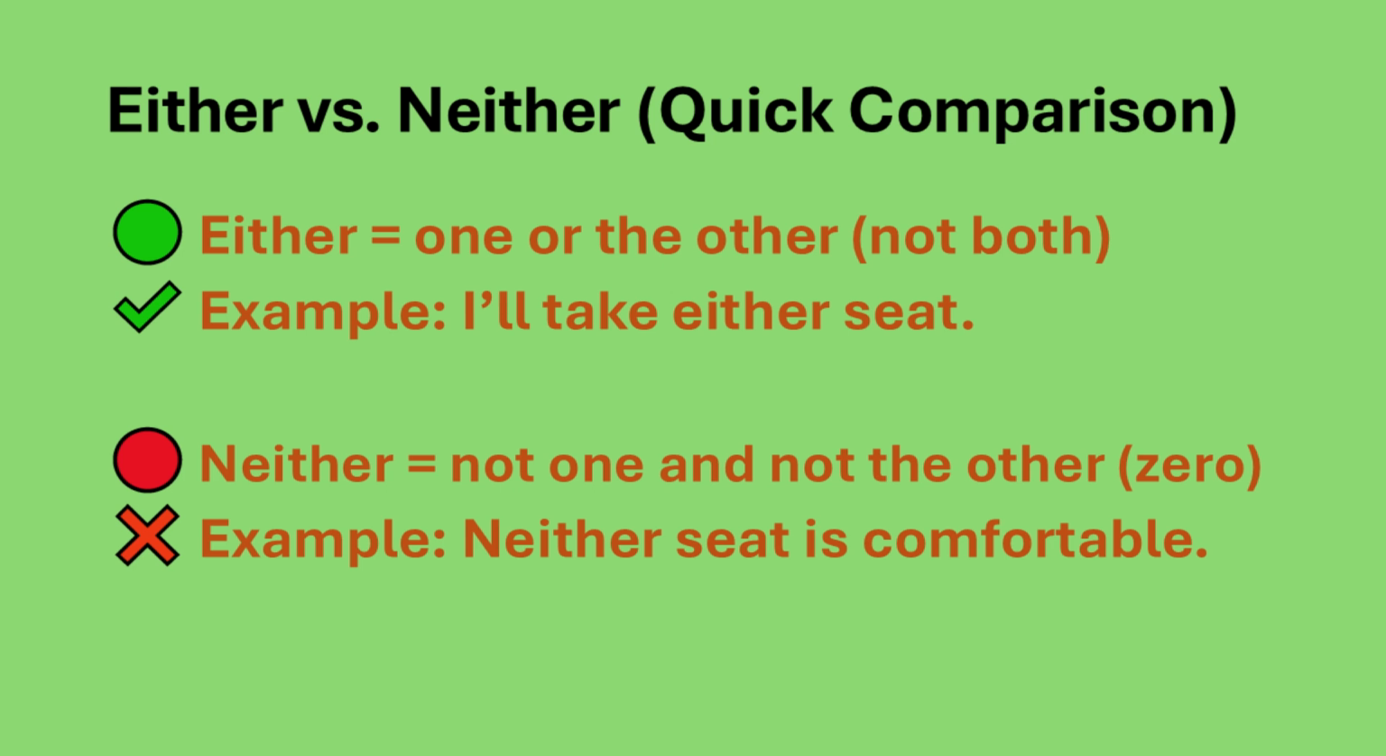Let's compare either and neither. Either means one or the other, not both. For example, I'll take either seat. Neither means not one and not the other means 0. Like, neither seat is comfortable.